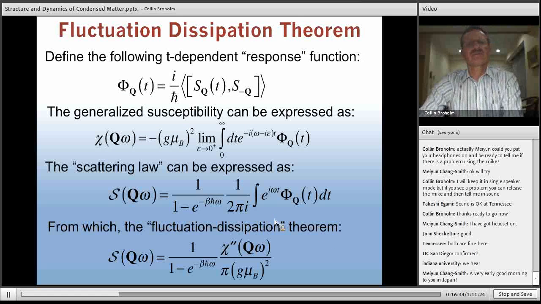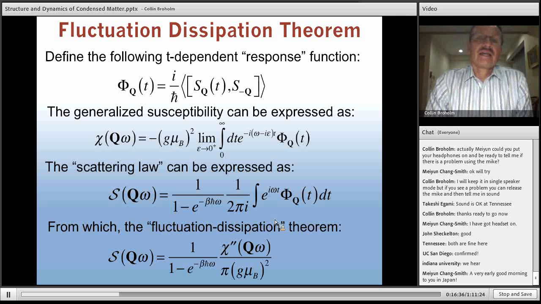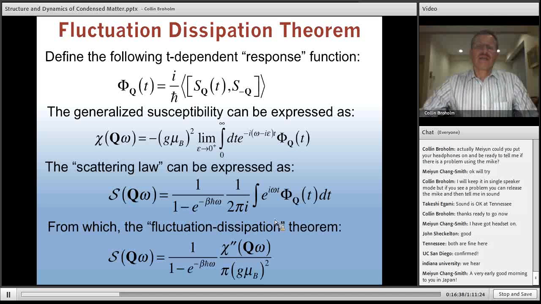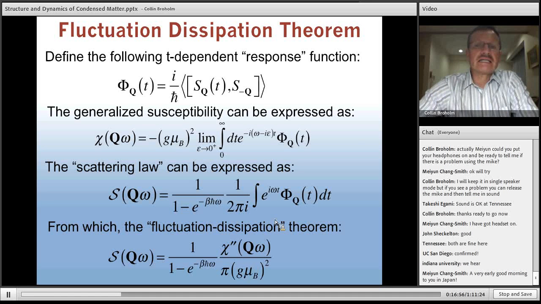Now the next step is a little bit more intricate, and I'm not going again through the full mathematical detail, but I want to give you a sort of hint of where this so-called fluctuation dissipation theorem comes from. And then I'm going to say a few words of its utility in interpreting data. And so I defined this time-dependent so-called response function. And this is phi with a subscript q as a function of time.